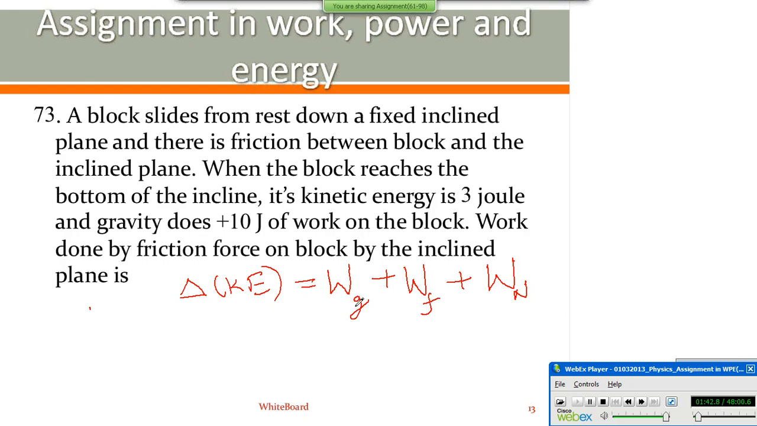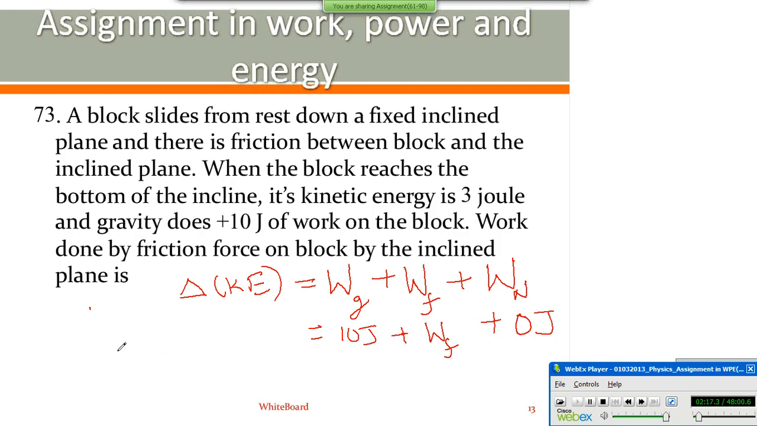W subscript g represents work done by the gravitational force on the block, which is given to be 10 joules. W subscript f represents the work done by force of friction on the block, which you have to find. W subscript n represents work done by normal reaction on the block, that can be taken as 0 joules, because the normal reaction force acts perpendicular to the inclined surface. That means it acts perpendicular to the direction of the displacement of the block. Therefore, work done by normal reaction on the block is 0.